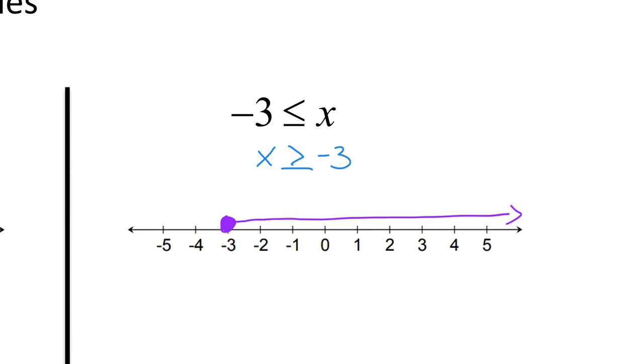The arrow will go to the left. But right now, the inequality is pointing to the number. Even if you look at this one, the inequality is pointing to the number, so we go to the right.